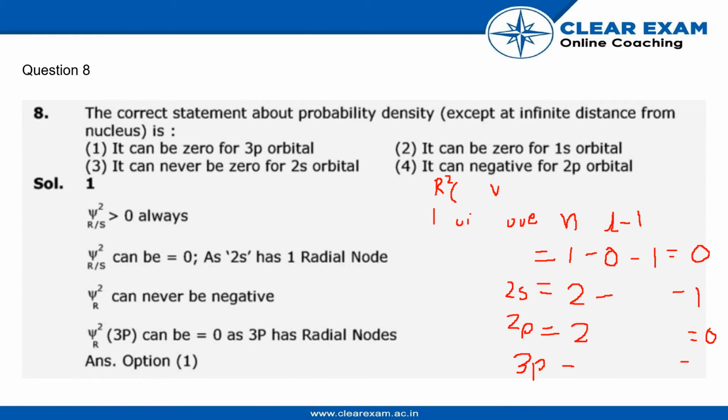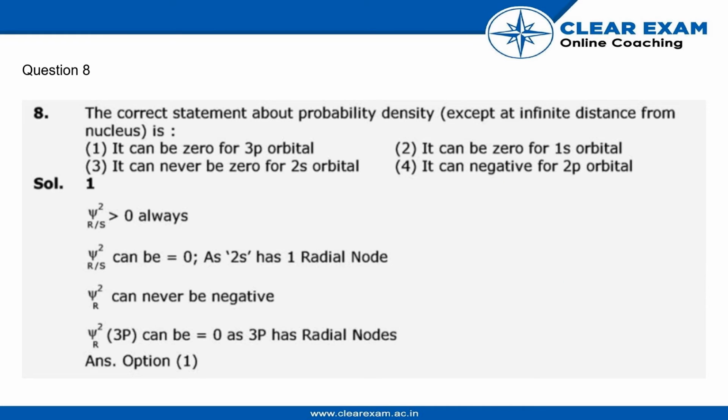So let me move this. The probability density graph for the 1s orbital is like this. Here it is, R and r. So as you can see, it does not touch 0. So this option is already false. As you can see from the graph, it is not 0 for the 1s orbital.